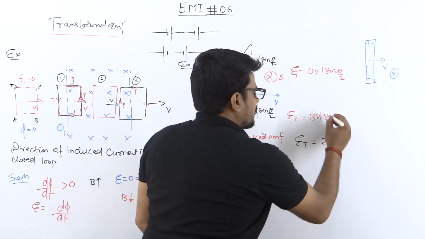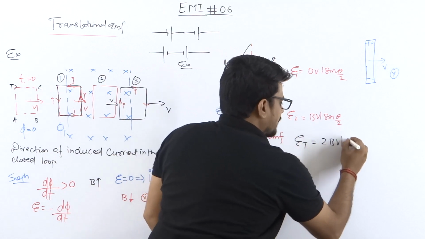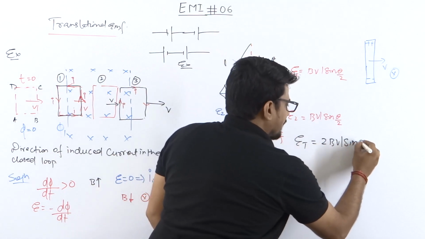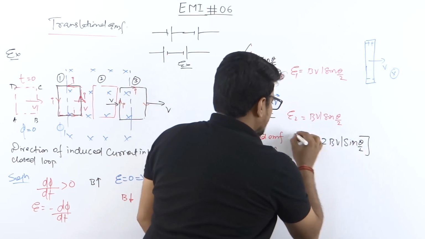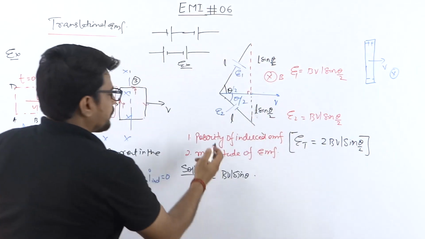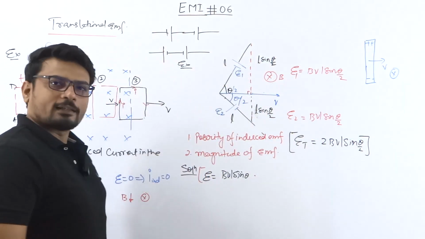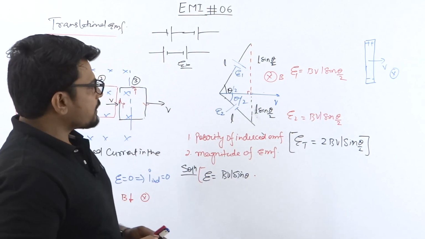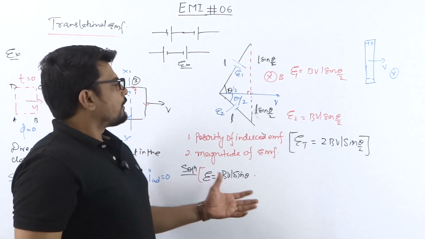So now I'm totally free to add these two EMFs, so E total, बच्चों, that's going to be 2BVL sin theta upon 2. ये बहुत ही मजे में हमने कर लिया और आपका जो पोलैरिटी है उसको भी मैंने दिखा दिया. All good?